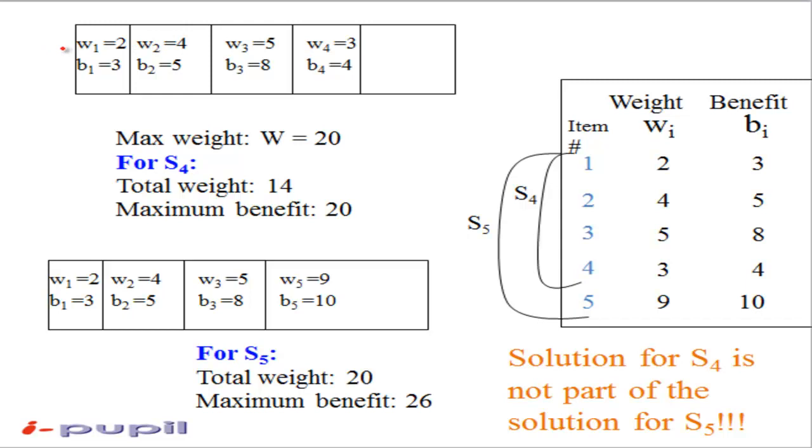Suppose we are given Wi and Bi values for 5 items, as you can see in this table. Let the maximum weight of the knapsack be 20. Now for S4, maximum benefit comes out to be 20 for a total weight of 14. The items we choose for S4 are 1, 2, 3 and 4. Now let's look at S5. For S5, the maximum benefit comes out to be 26 for a total weight of 20. The items we choose for S5 are 1, 2, 3 and 5. Clearly, the solution for S4 is not part of the solution for S5, because including item 4 would have exceeded the knapsack capacity.